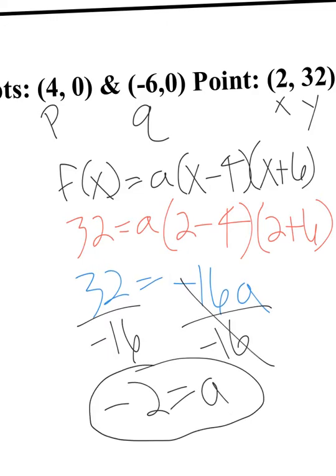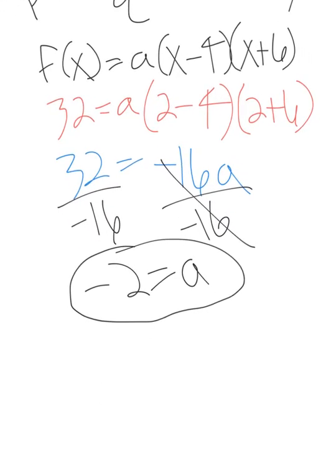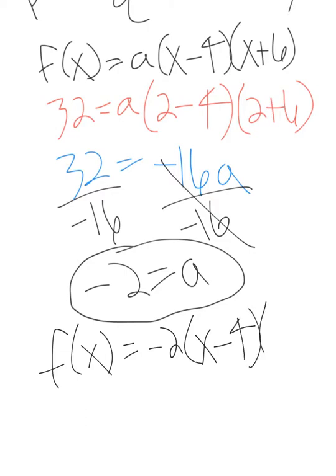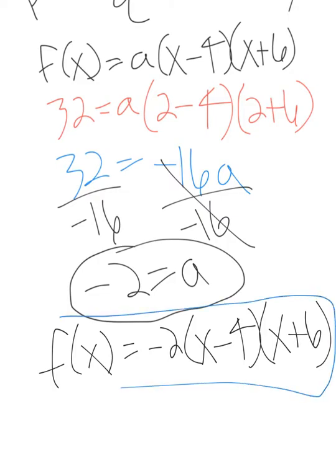Now that I've gotten the a, I can plug it in and write my final function. F of x is going to equal negative 2 times x minus 4 times x plus 6. You're not writing any power of 2 anywhere because you have two x's. So when you FOIL it back out, or multiply it back out, you'll get the x squared. Okay, so type this in, check the graph. If it matches, good. If it doesn't, we'll figure out what we did wrong.